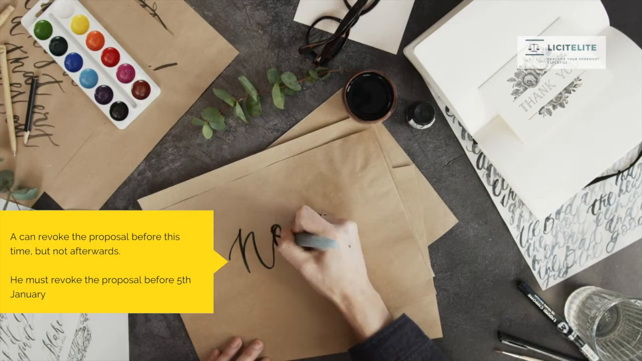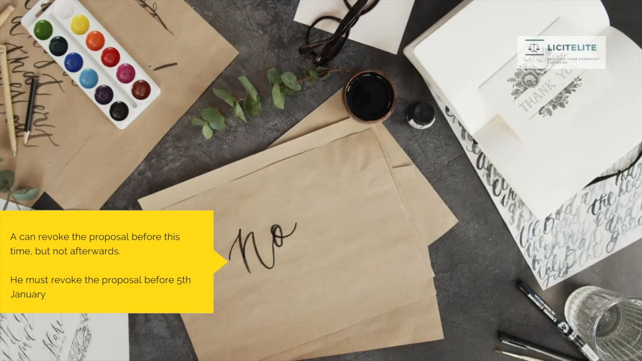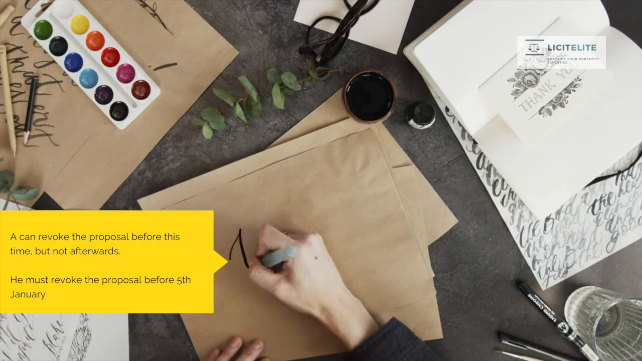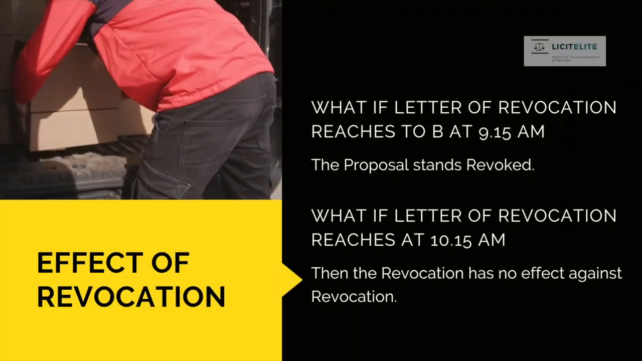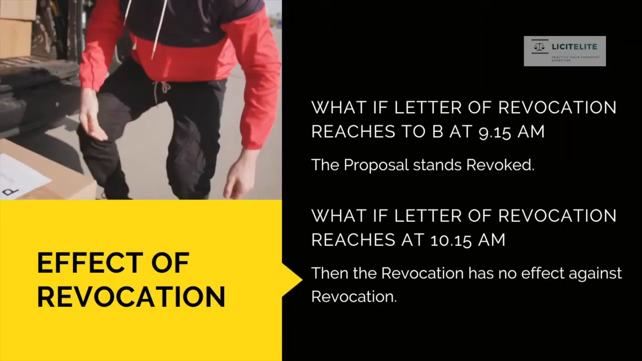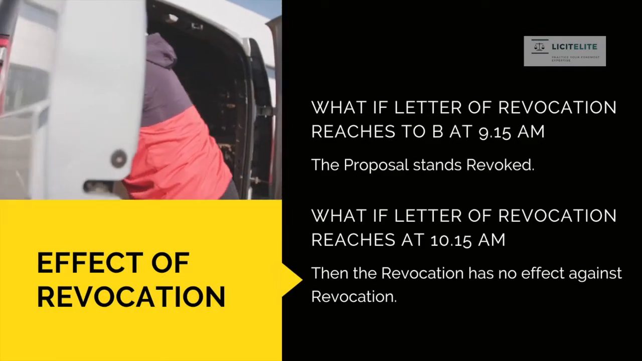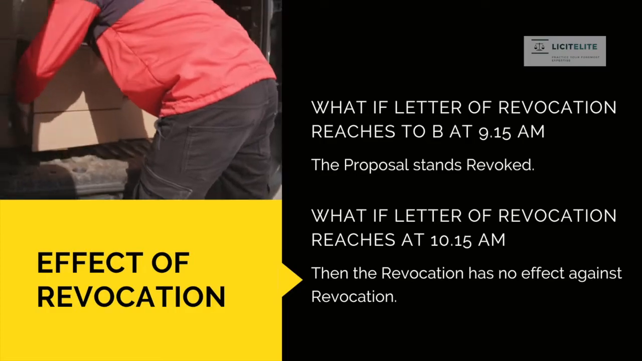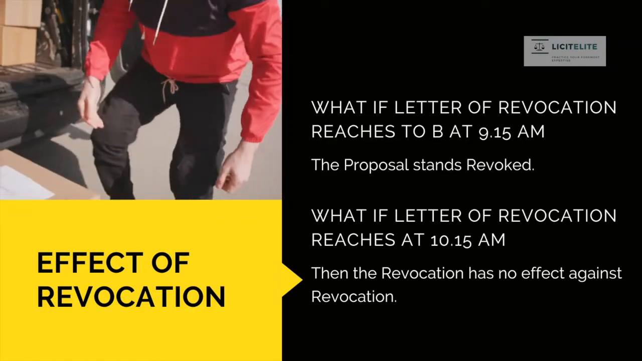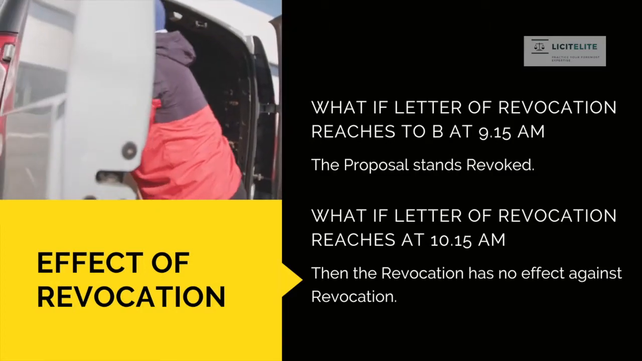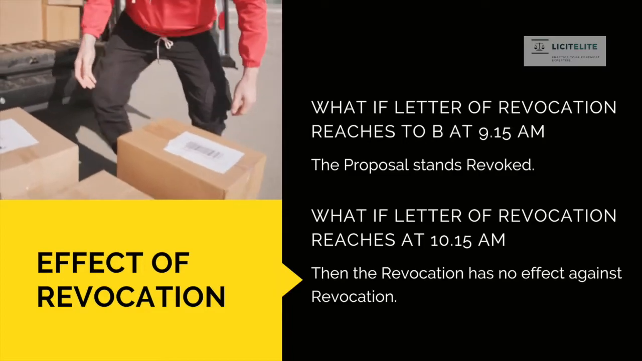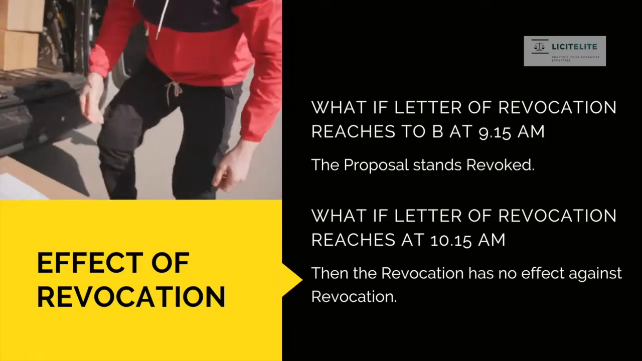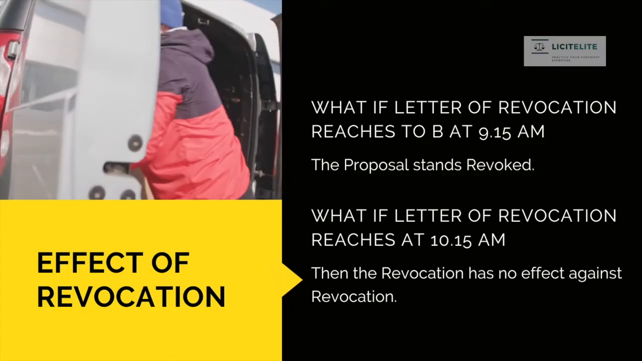So, if A intends to revoke the proposal, he must adopt such manner that his information of revocation must reach before 5th January 10 am. If the letter of revocation sent by A reaches B on 5th January, let's say 9:15 am, the proposal stands revoked and there is no question of it being accepted by B. However, if the letter of revocation of A reaches B on 5th January 10:50 am, then the revocation has no effect as the contract has already been concluded on 5th January 10 am.